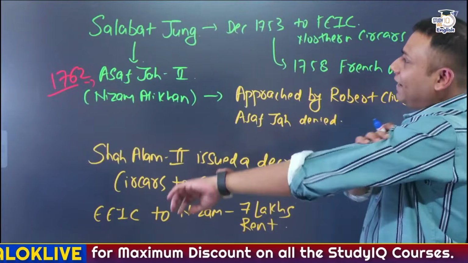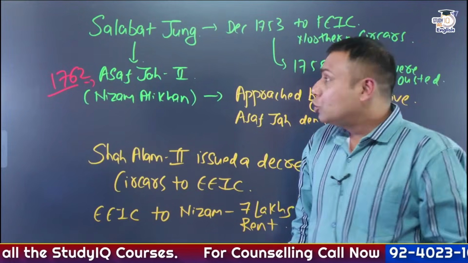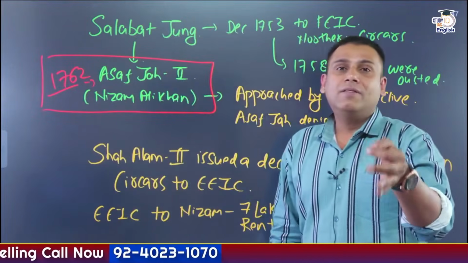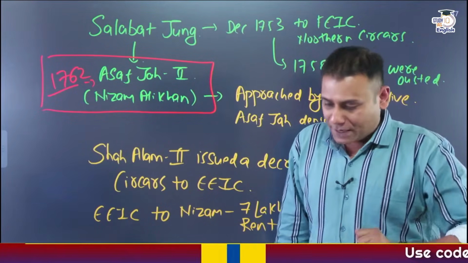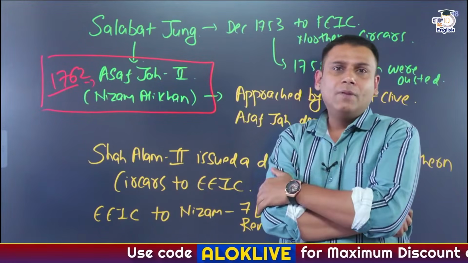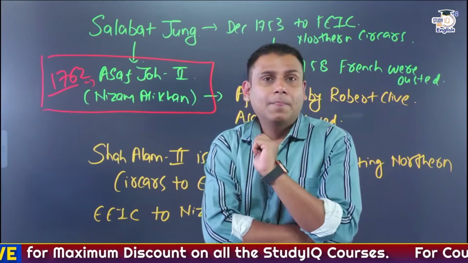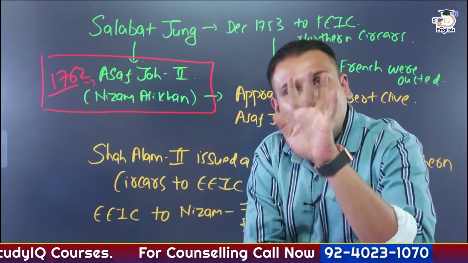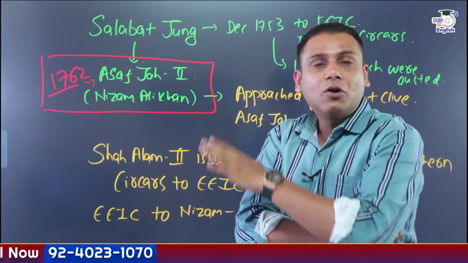Now, specifically speaking, after Salabat Jung, Nizam Ali Khan, also referred as Asaf Jah II, became the next Nizam of Hyderabad in 1762. And Robert Clive, specifically representing the English East India Company, approached whom? Asaf Jah, and said to him, give us the region of Northern Sarkar on rent. We don't want this region free of cost. We would be providing a certain amount of rent. But at this time, Asaf Jah completely denied Robert Clive's offer.